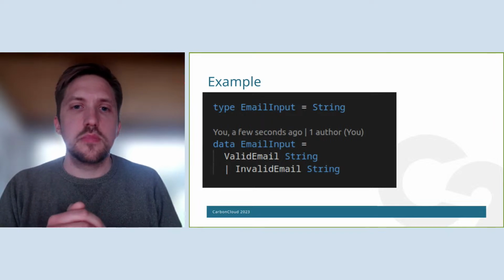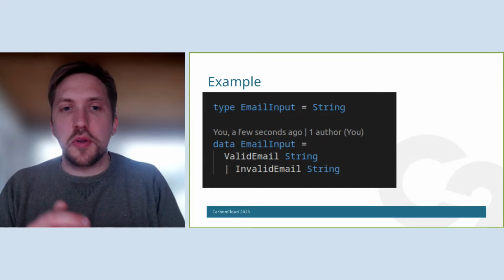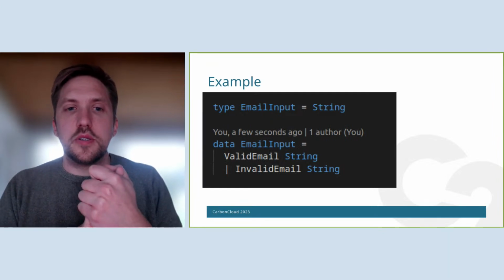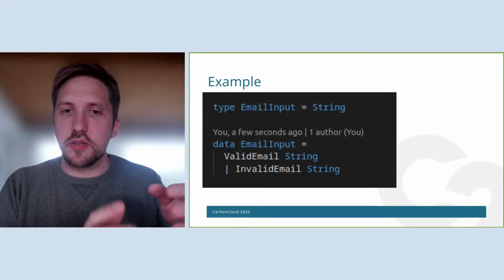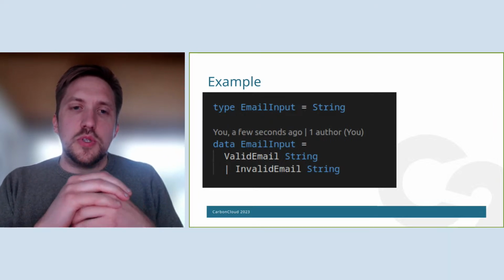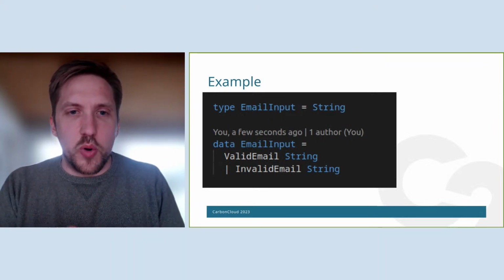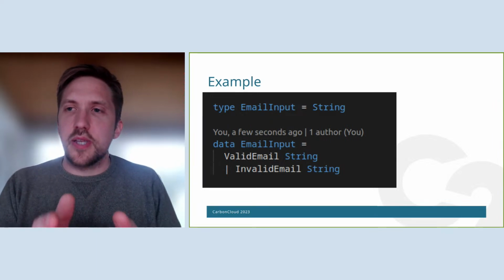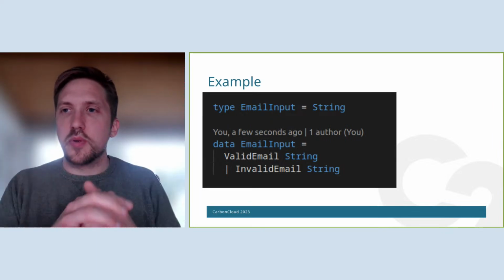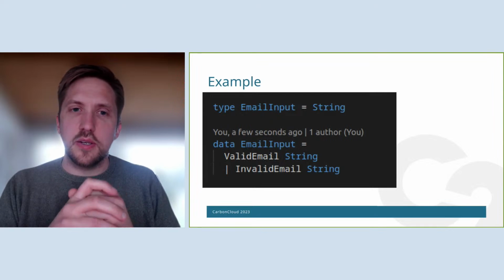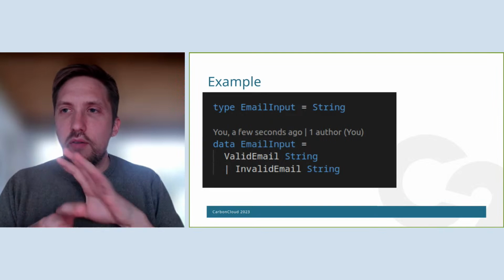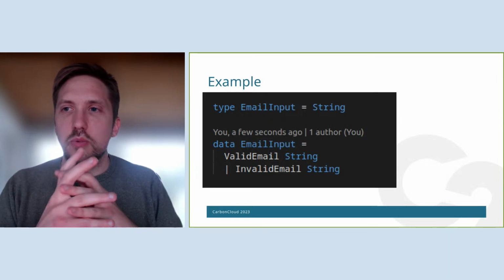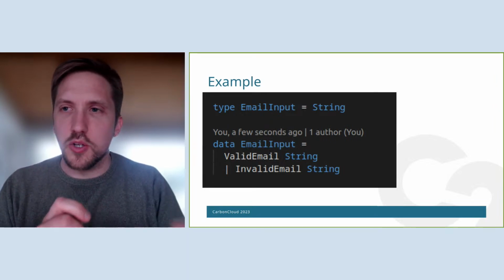So you can create a new type that takes either a valid email with a string, or an invalid email with a string. But here we see that both valid email and invalid email take up the same space. They have the same cardinality and have a total overlap of the values. So if we have a value of string, we have no idea of telling where it should belong.